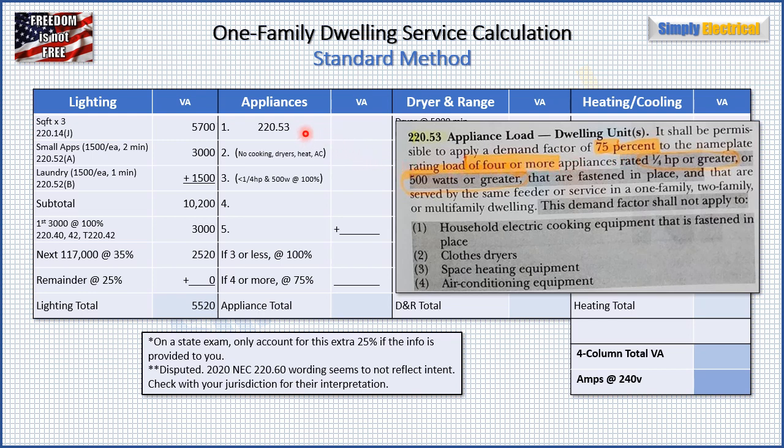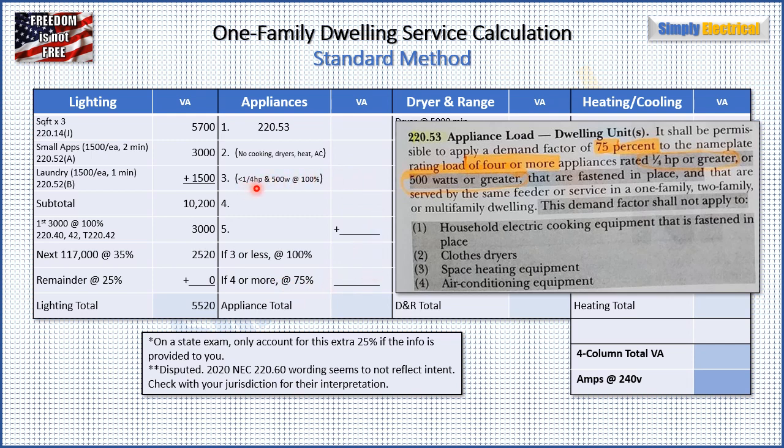So what that means is we total up our appliances. We just list them here, 1, 2, 3, 4, 5, or however many we have. And we just write out their nameplate rating of volt amps or watts and list that here. And then we just add them up. Now, if there happens to be 3 or less, everything is 100%. So if it's 3 or less, everything's at 100%. We would put that value right there. Now, if there's 4 or more, then you take everything at 75%, except these.